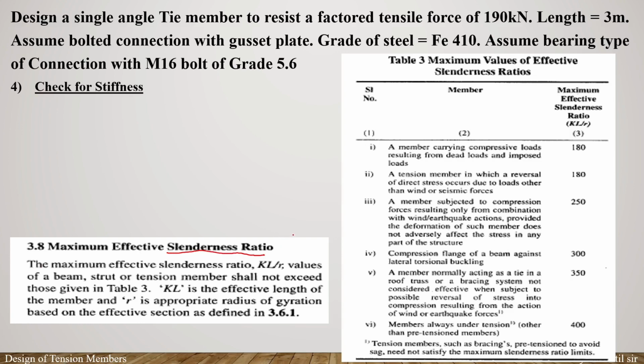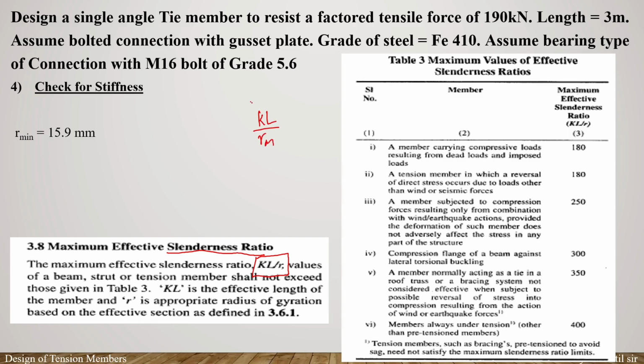नाउ ये जो स्लेंडरनेस रेशियो केएल वगैरह, इट इज मोर रिलेटेबल इन केस ऑफ द कॉम्प्रेशन मेंबर. ओके, डिपेंडिंग अपॉन इफेक्टिव लेंथ ऑफ द मेंबर, बट स्टिल टेंशन मेंबर में भी वो हम अप्लाई कर सकते हैं. इन केस ऑफ द टेंशन मेंबर द स्लेंडरनेस रेशियो विल बी गिवन एज केएल डिवाइडेड बाय आर मिनिमम.